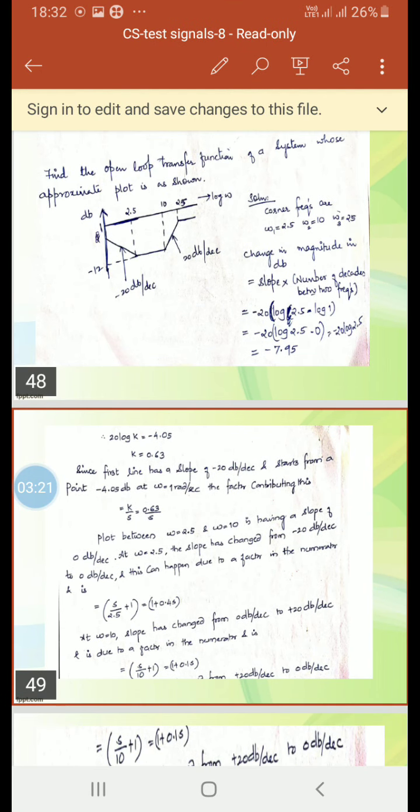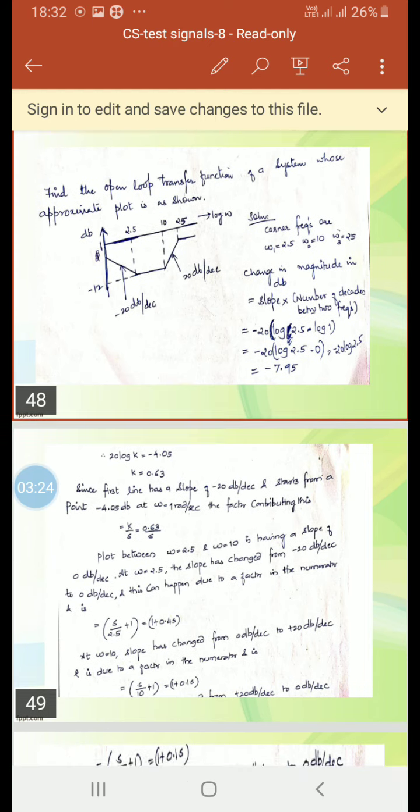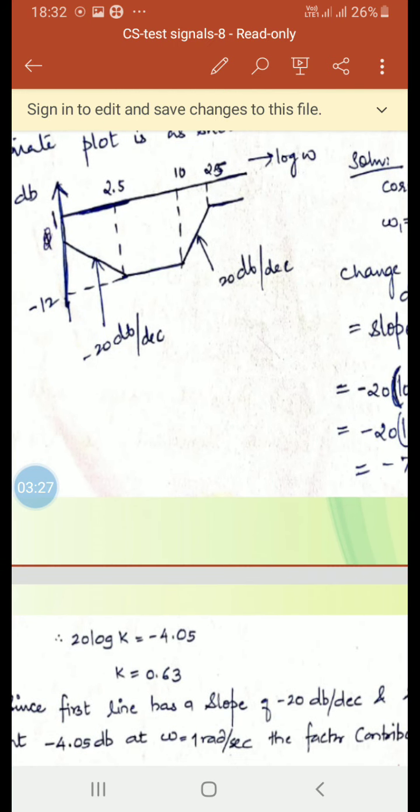So you can see in this figure the slope is 0 dB here. This can happen due to a factor in the numerator. So the slope has changed from minus 20 dB per decade to 0 dB per decade, and this can happen due to a factor in the numerator, s by 2.5 plus 1, which is equal to 1 plus 0.4 s.